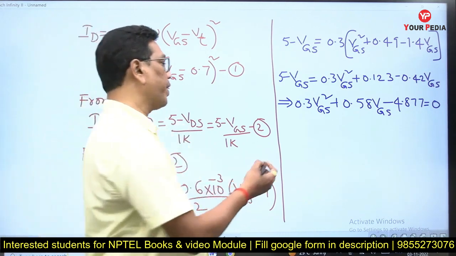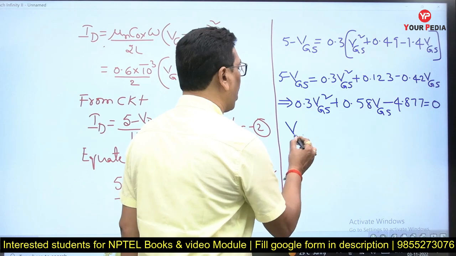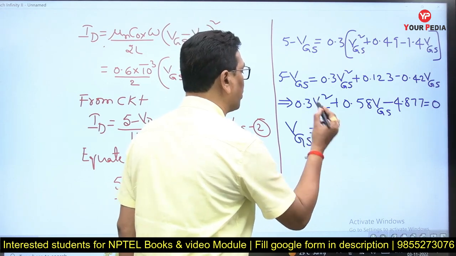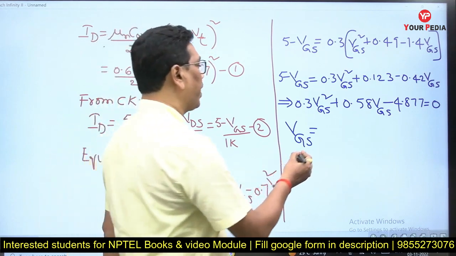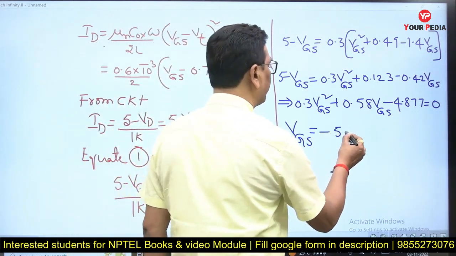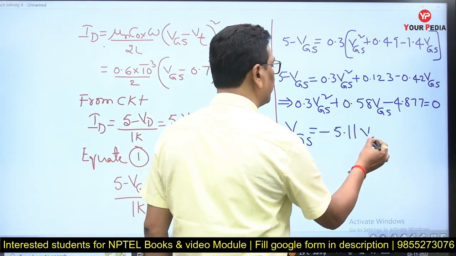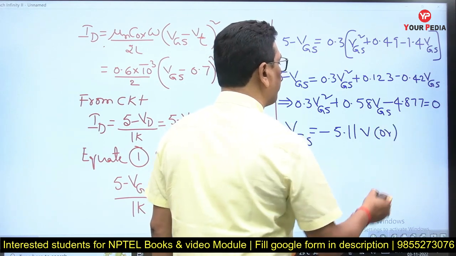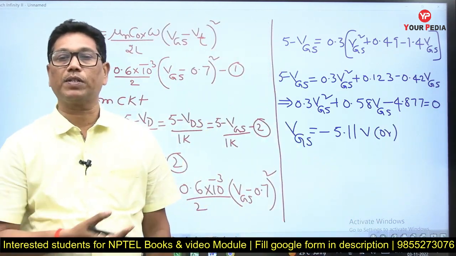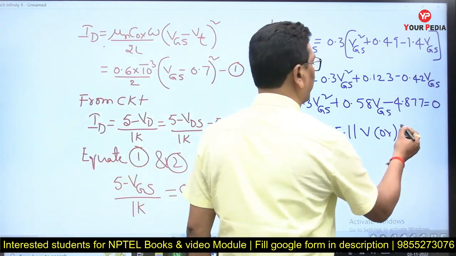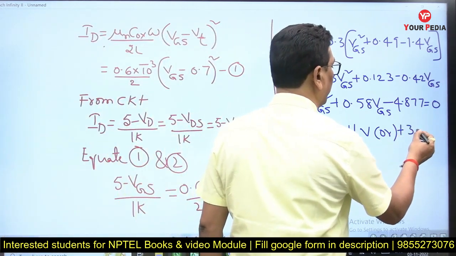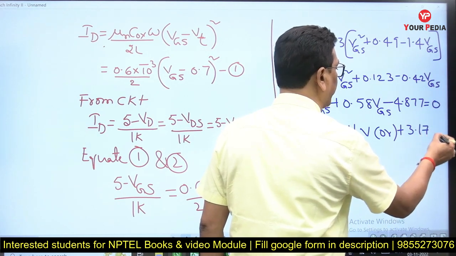So if I solve this one now, one of the values of VGS I may get is a negative value, minus 5.1. And one more is some positive value, some 3.17 volt you may get. So 2 values for VGS you may get.